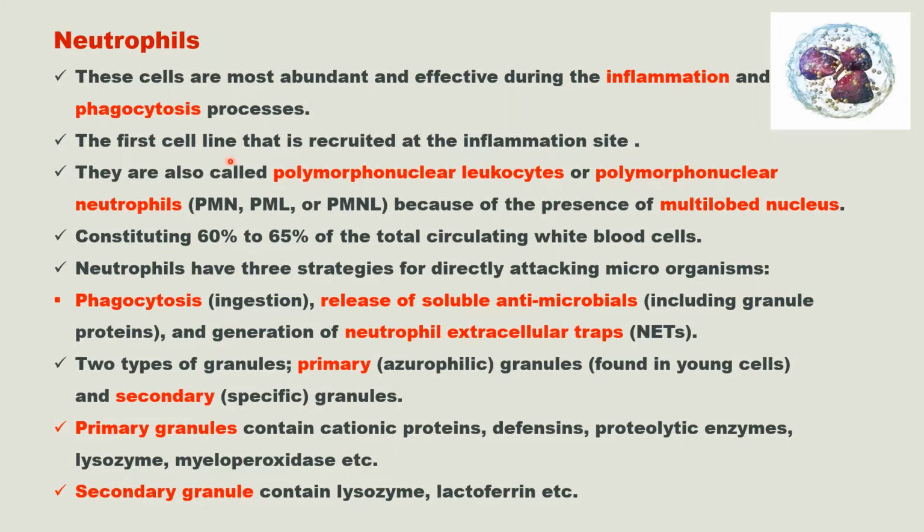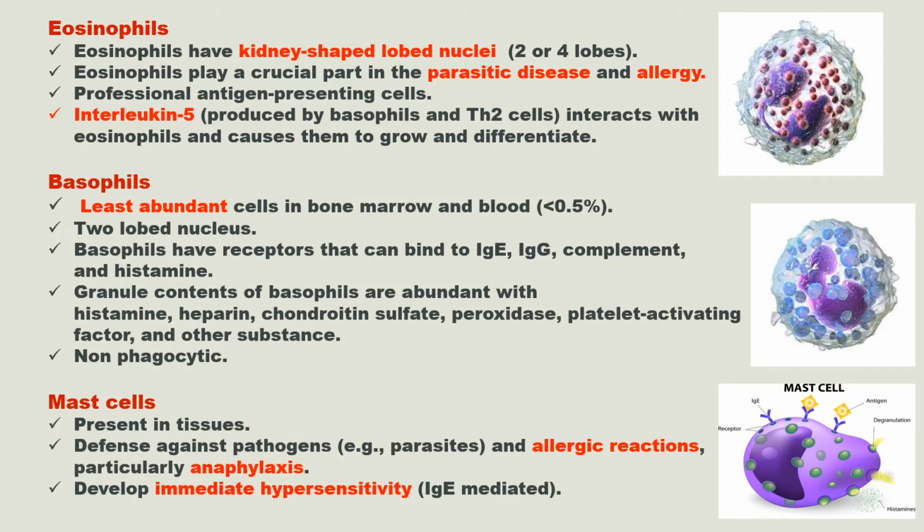Eosinophils. Eosinophils have kidney-shaped lobed nuclei, 2 or 4 lobes. So the shape of the nucleus is kidney shape, and how many lobes are present? 2 to 4 lobes are present. Eosinophils play a crucial part in parasitic disease and allergy. So they play a major role in parasitic and allergic reactions.